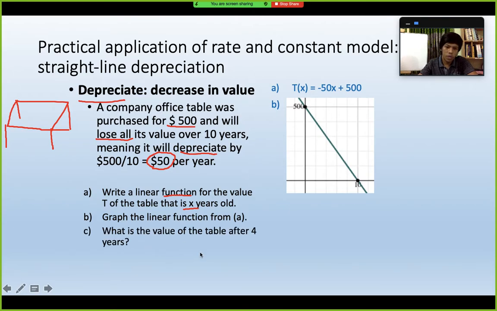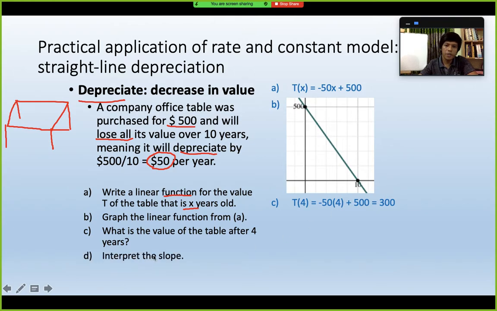Now another question: what is the value of the table after 4 years? So after 4 years, years means what? X, right? So if you put x equals 4, what is the answer? That is the question here. So you can put x equals 4 here, then we can try it. Yeah. Then the answer is $300. After 4 years, this will be $300.